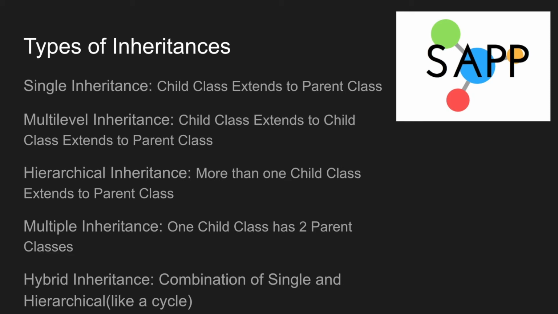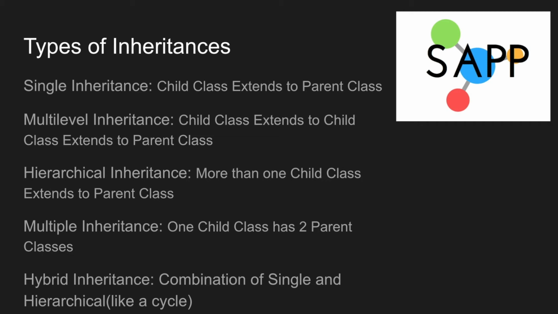There are several types of inheritances. A single inheritance is a straightforward relationship where a child class extends a parent class. A multi-level inheritance is when a child class extends another child class, and that child class extends a parent class, so it's a three-way thing. A hierarchical inheritance is when more than one child class extends a parent class, like two child classes that extend the same parent class. And a multiple inheritance is when there's one child class that extends two parent classes, so it's the opposite of a hierarchical inheritance.